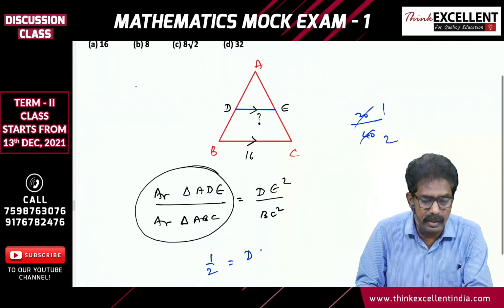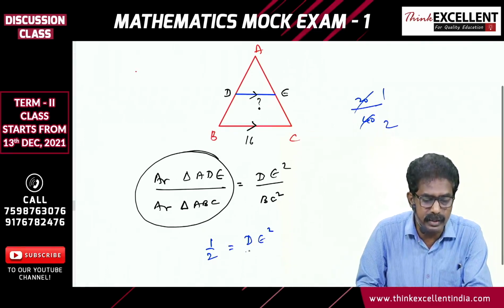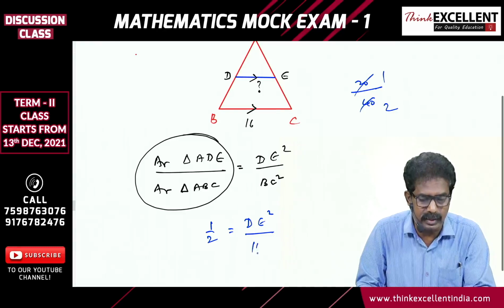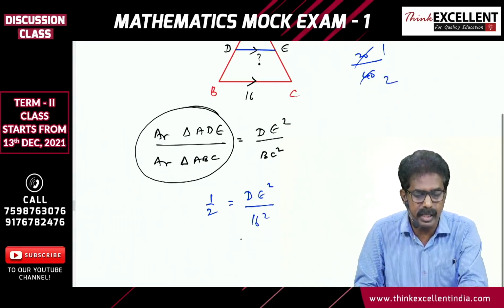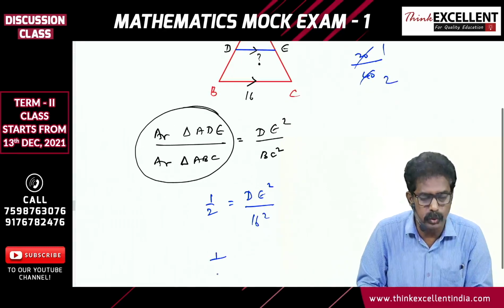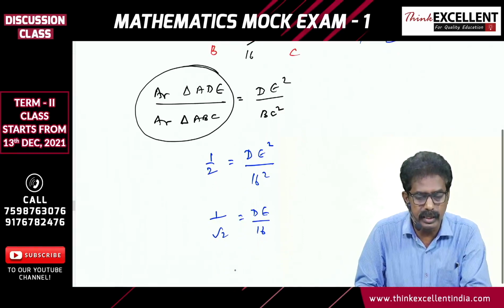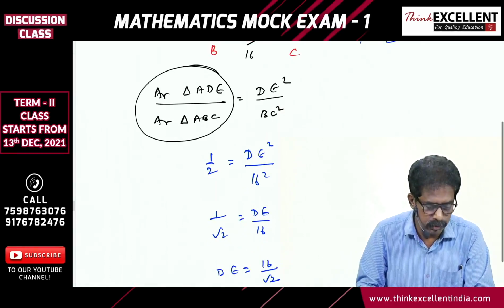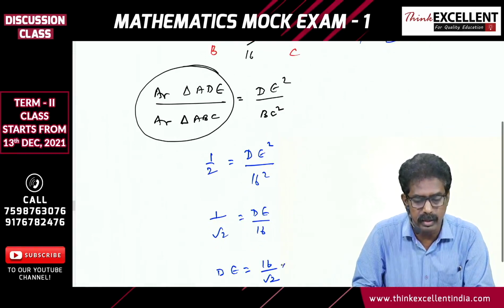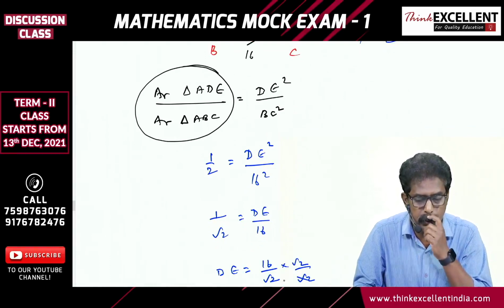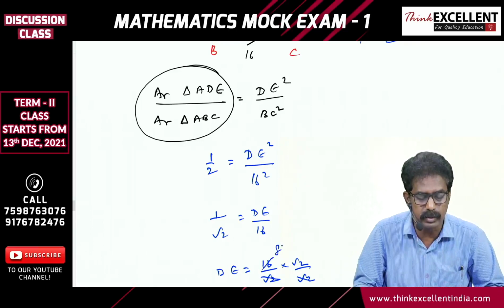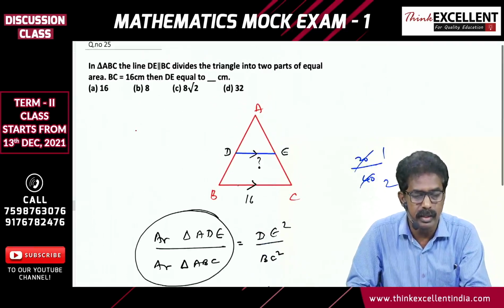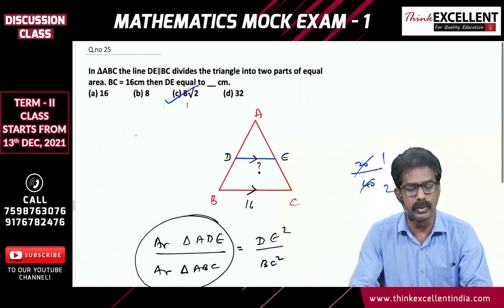DE square by BC square means DE square by 16 square. When you take the square root, 1 by root 2 is equal to DE by 16. So DE is equal to 16 by root 2. That option is not given, so root 2 by root 2: root 2 into root 2 is 2, cancel, 8. So our answer is 8 root 2. Is it given? Yes. 8 root 2 is the correct answer.